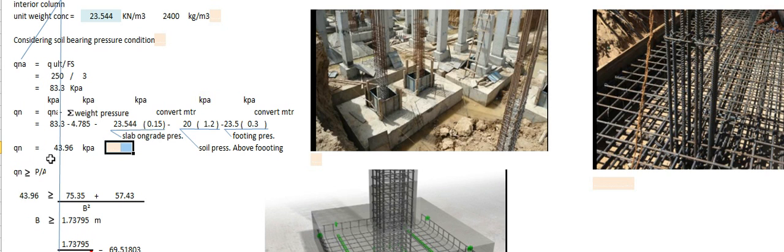Nominal soil bearing pressure is equal to 83.34 kN minus 4.78533632 minus 23.544 times 0.15 for slab on grade pressure, minus 20 times 1.2 for soil pressure above footing, and so forth, so the qn equals 43.96 kilopascal.